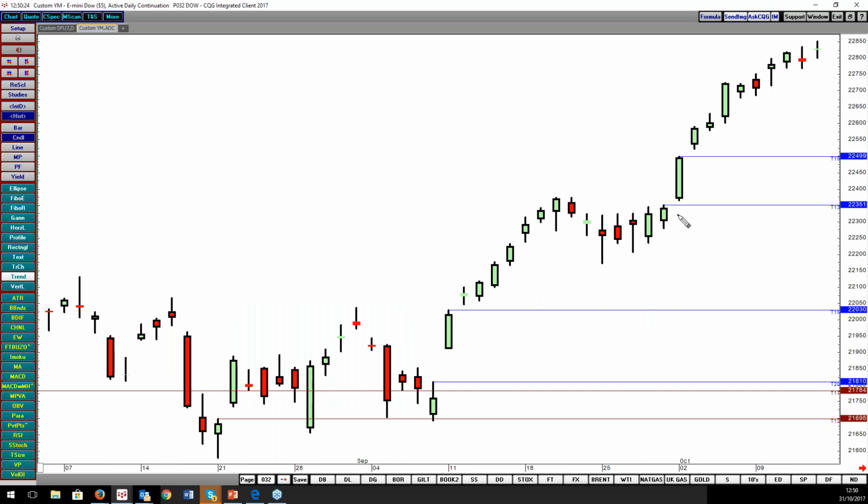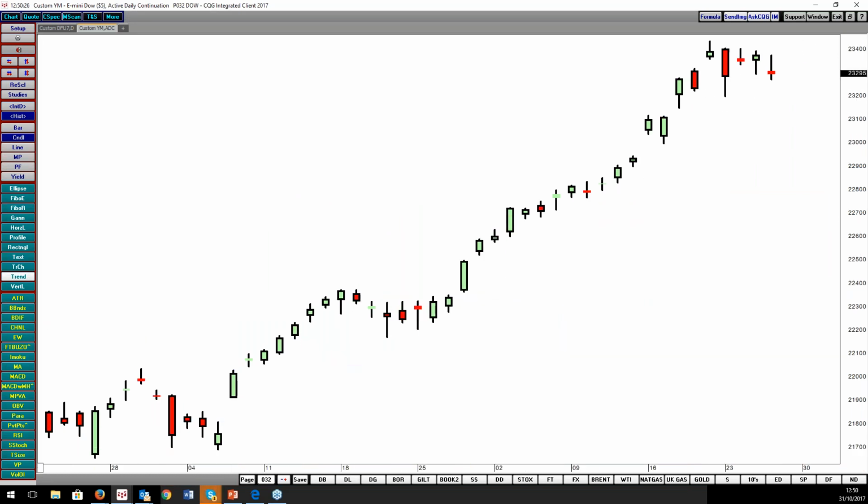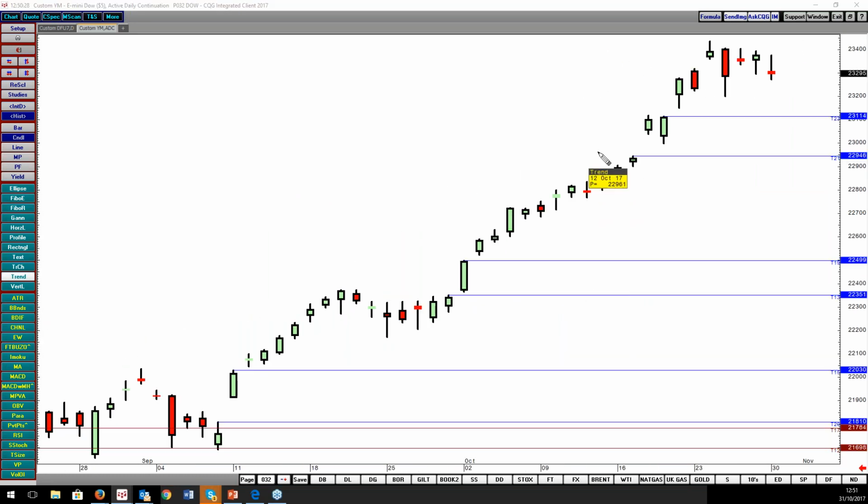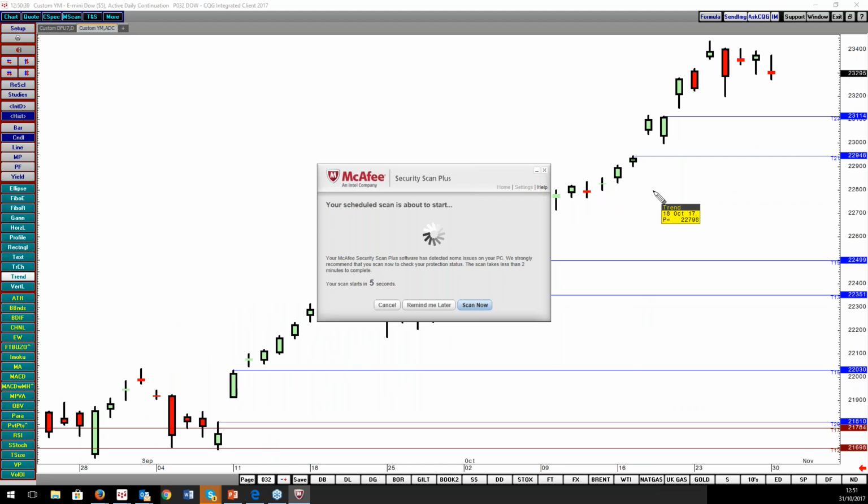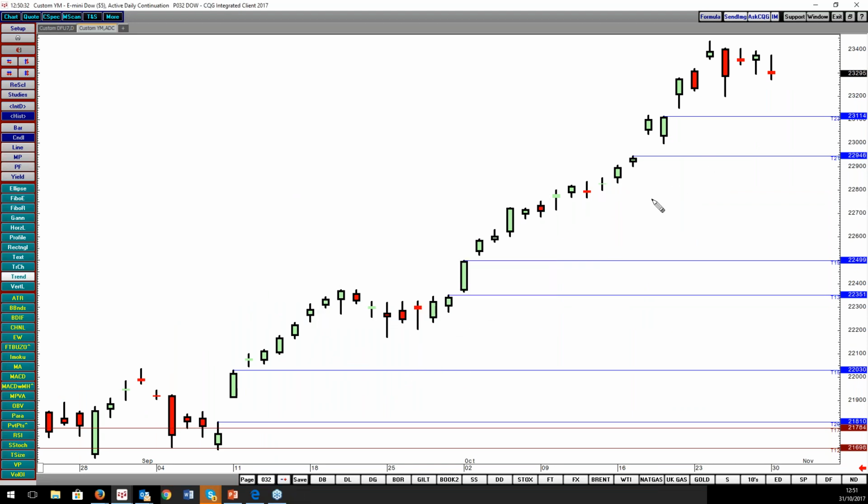And now we're seeing gaps here. We're seeing more and more gaps on the Dow now, and actually that's starting to worry me. And when you see lots of gaps appearing at high levels, that can be a warning sign of a reversal. So that's something to watch out for.